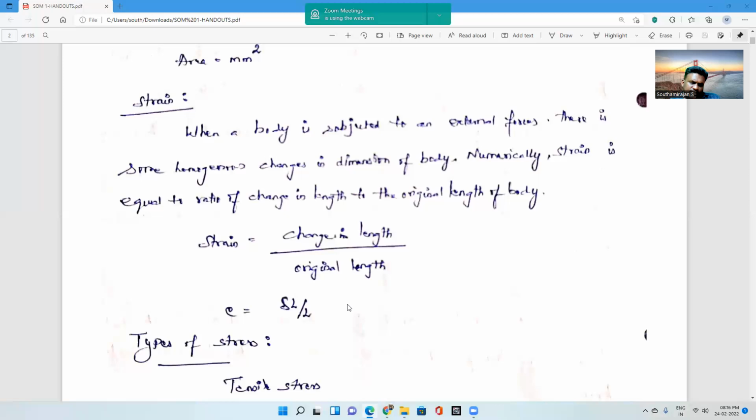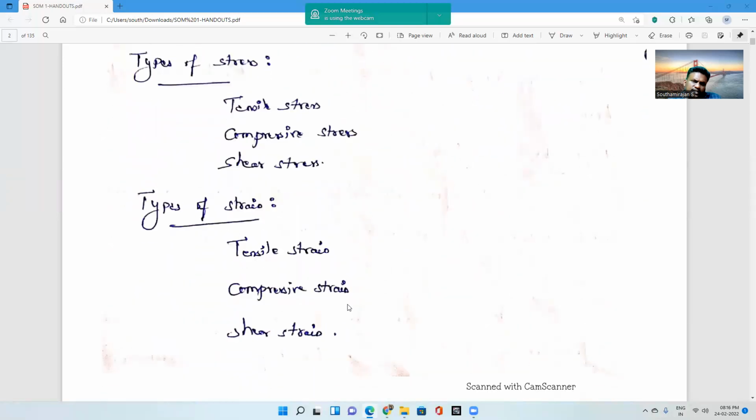Next, we will move on to the types. As we discussed earlier, whatever type of load we apply on the material, that type of stress we will predict from the material. If you apply a tensile load, we expect tensile stress. If you apply a compressive load, we expect compressive stress. If you apply a shear load on a member, we definitely predict the stress will be a shear stress.